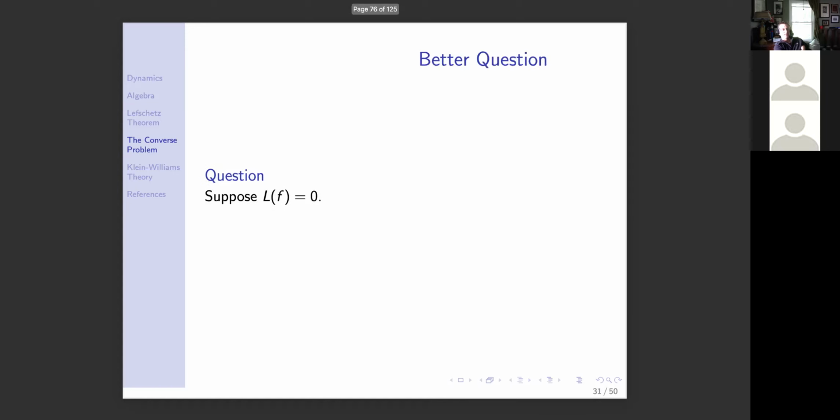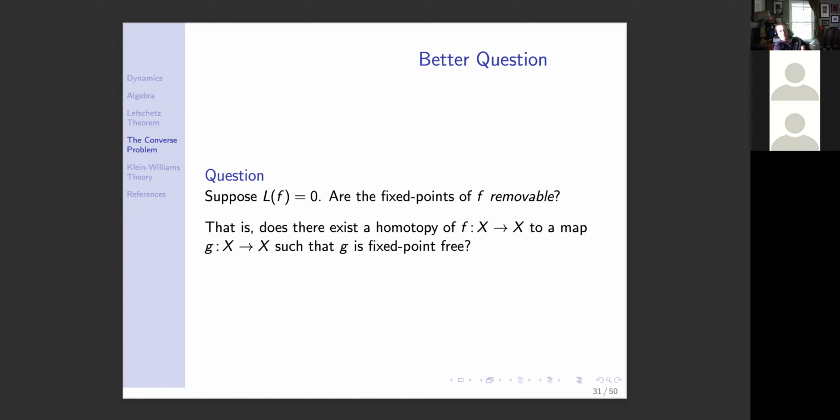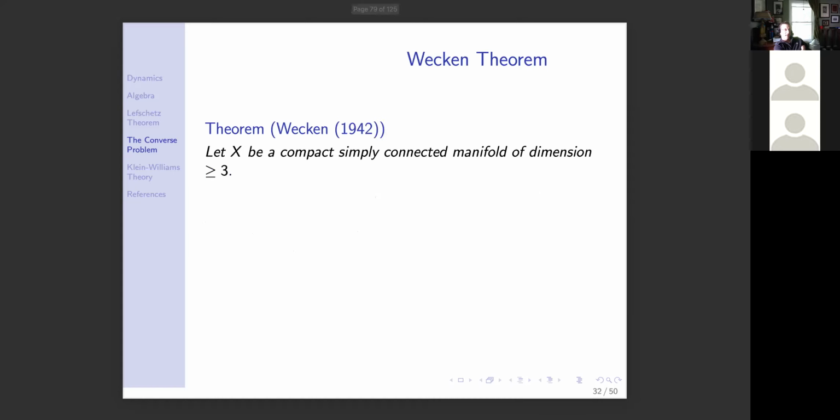There is a better question. Suppose the Lefschetz number is zero. Are the fixed points of F removable? That's a better question, meaning, does there exist a homotopy of F to another map G such that G is fixed point free? Maybe we can get that to happen. Suppose the Lefschetz number of F is zero. Can I find a map G homotopic to F such that G is fixed point free? And that turns out to be true in certain cases. There's a theorem which is attributed to Wecken in 1942. Let X be a compact simply connected manifold of dimension at least 3.